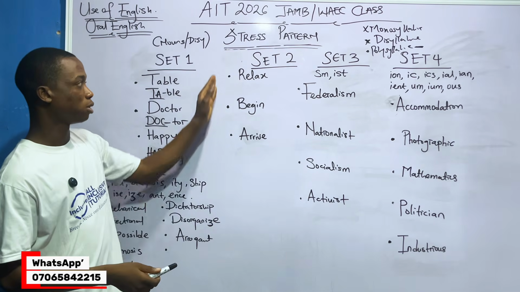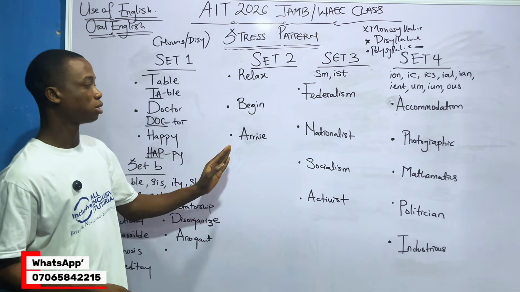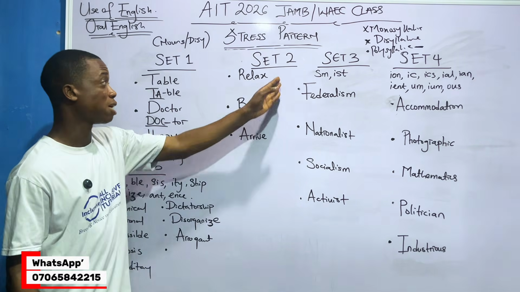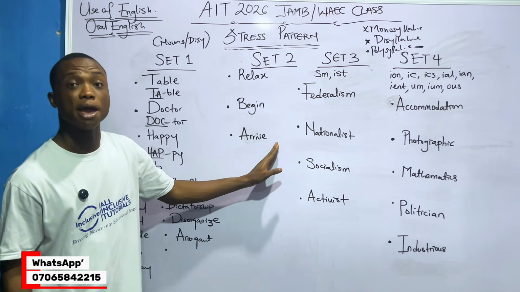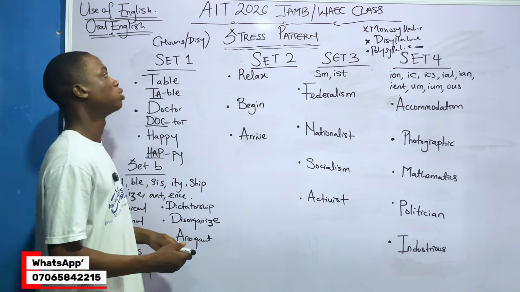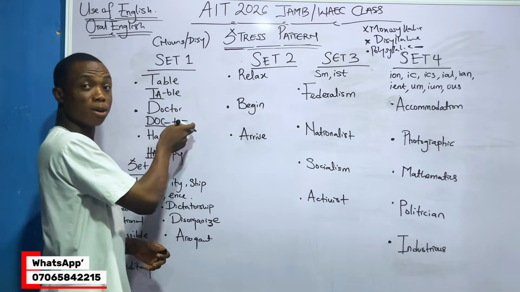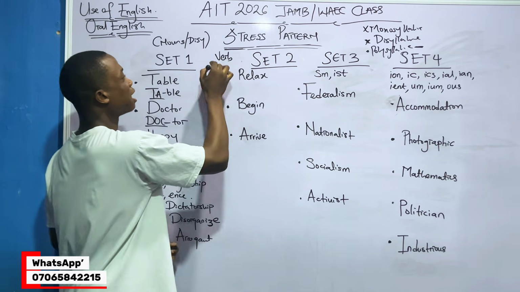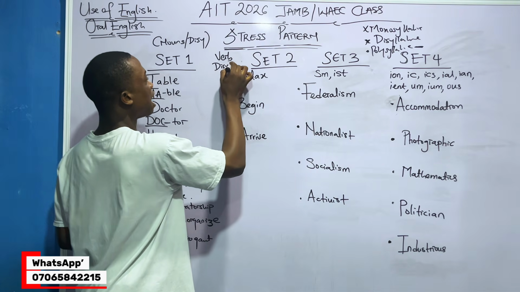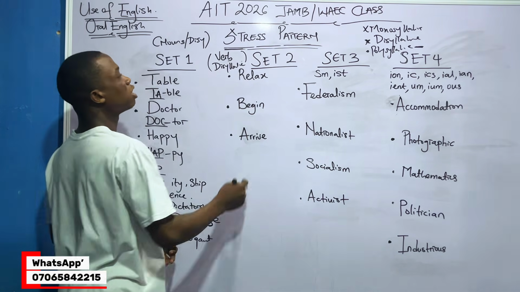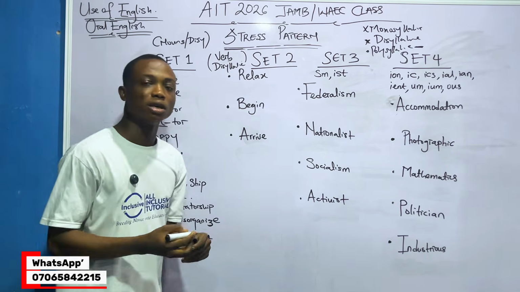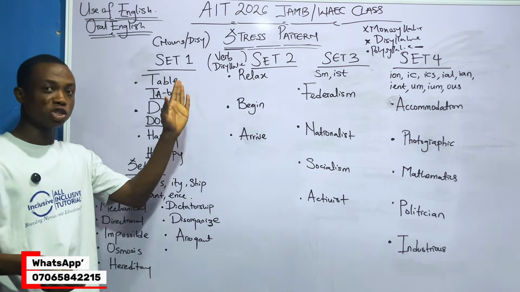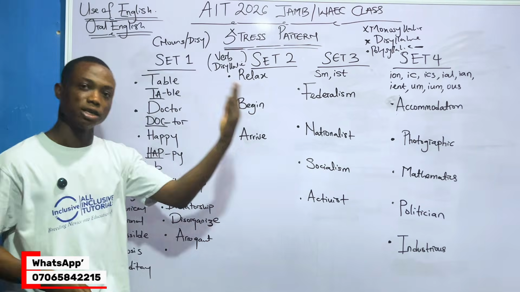But look at this one. Relax, begin, arrive. Are these guys nouns? No, they are not nouns. These words are verbs. So this time, we're no longer talking about nouns. They are verbs, and they are disyllabic. So because they are verbs and they're disyllabic, their stress will be on the second syllable. For nouns, it was the first syllable, but for these, it is the second syllable.